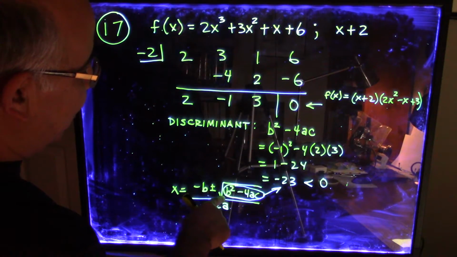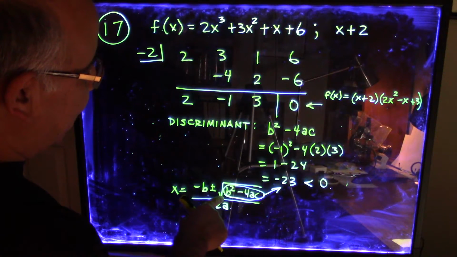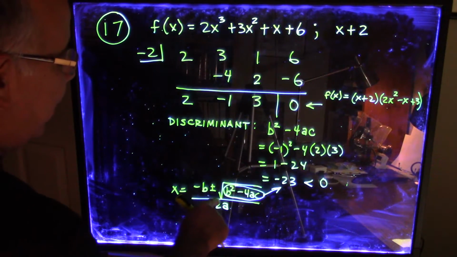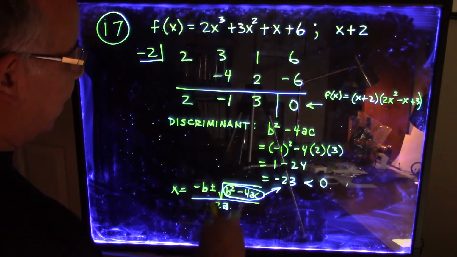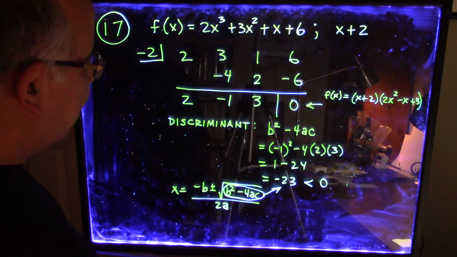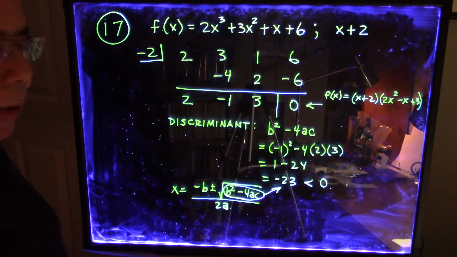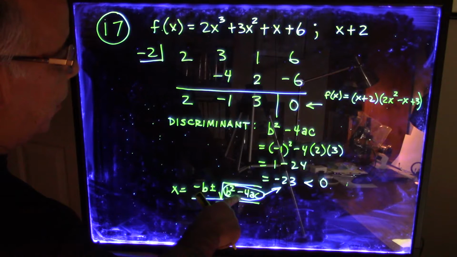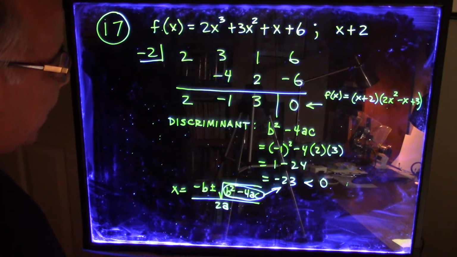Now, if this is greater than 0, well, you have two real solutions, actually. I said irrational. That was not quite right. It could be irrational. If you have like the square root of 2 or something, that would be an irrational number. But if it was the square root of 4, you could take that square root and you would end up with two rational solutions. So you could either have irrational or rational solutions if this is greater than 0. Okay, so that's how that discriminant works.